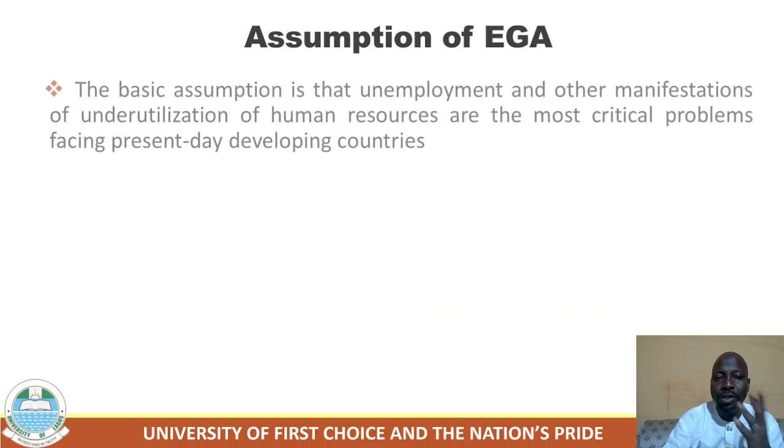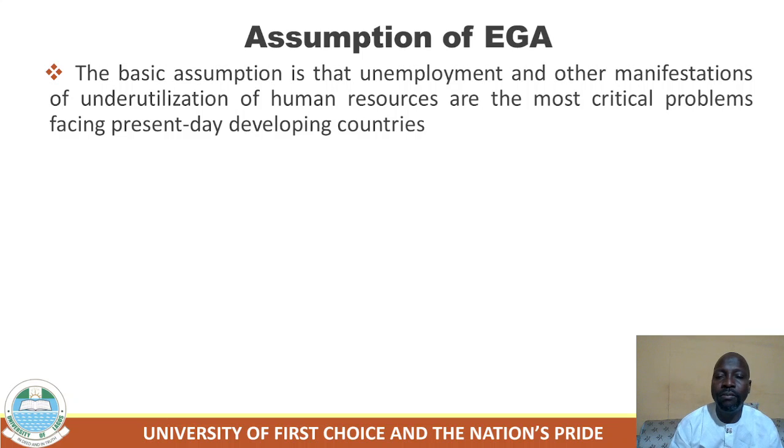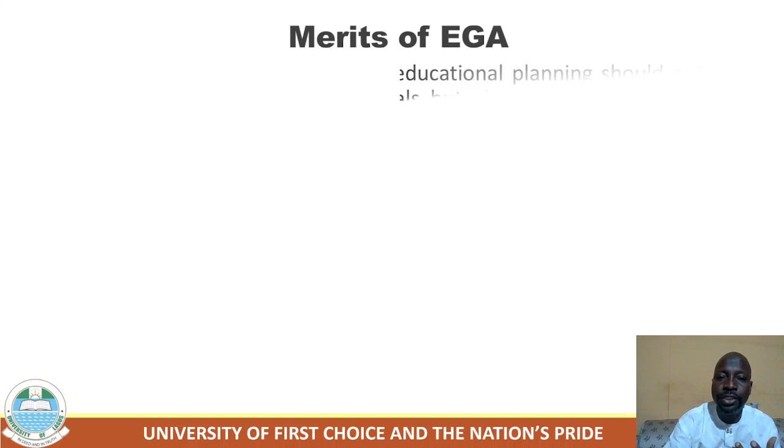Now, there is one assumption regarding the use of employment generation approach, and the basic assumption is that unemployment and other manifestations of underutilization of human resources are the most critical problems facing present-day developing countries. So, the two most critical problems that modern day developing countries face are those of unemployment and underutilization of human resources. And that is the basic assumption that underlies the use of EGA.